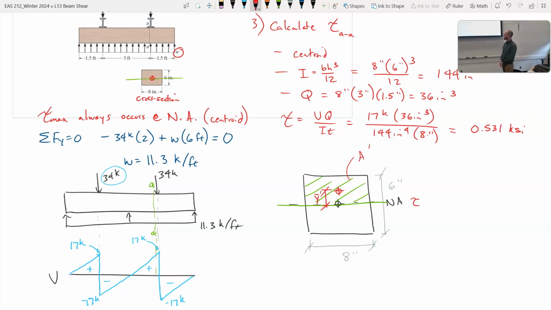Yeah, for cross-sectional stresses in the English system, it's pretty much always per square inch. Questions about that? So, we evaluated there at the neutral axis. What is the shear stress at the top edge going to be?